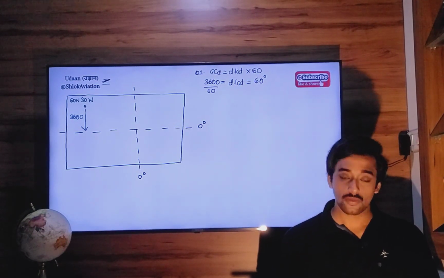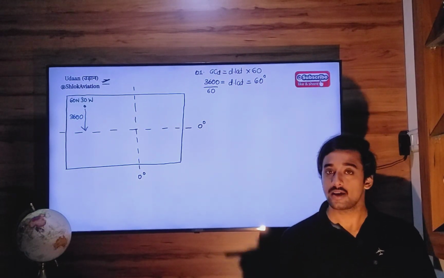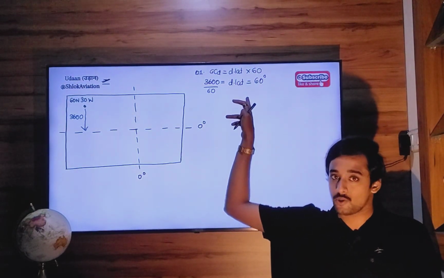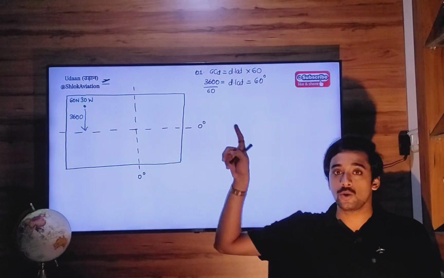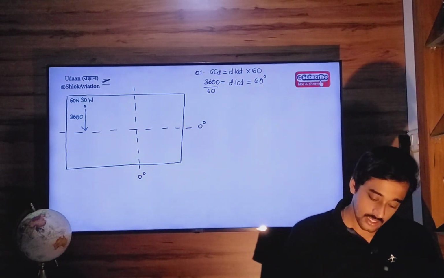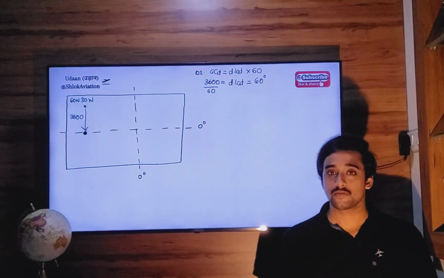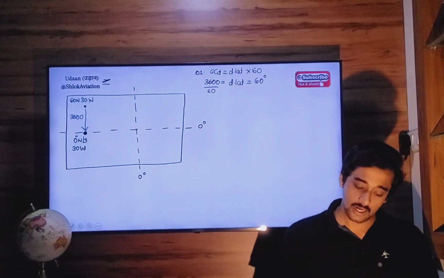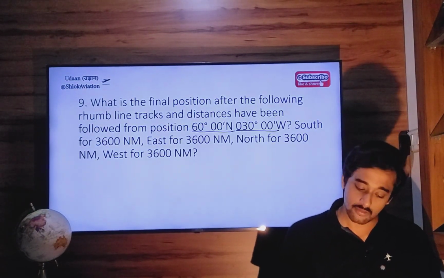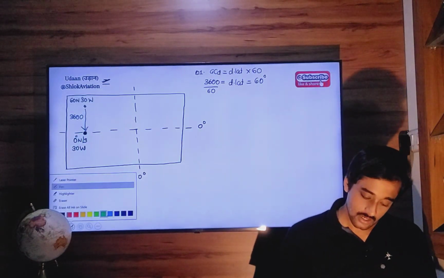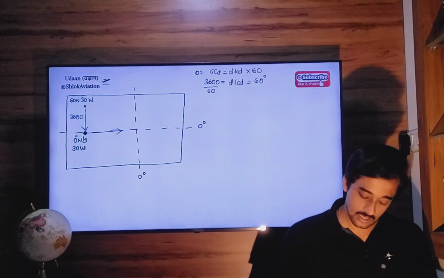Okay. So your final destination will be 60 north minus d lat since you are traveling south. So d lat is 60. That means you are arriving at the equator. Your destination is at the equator somewhere here. So 0 degree north-south, longitude remains the same, 30 west. Now from here you travel another 3,600 miles easterly. So you are traveling in an easterly direction.